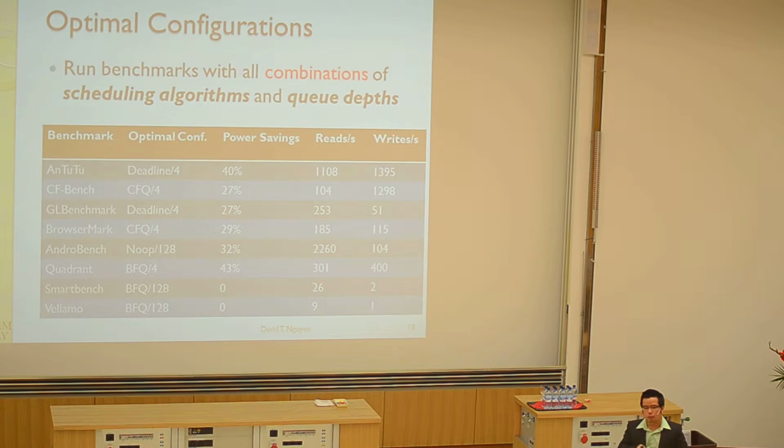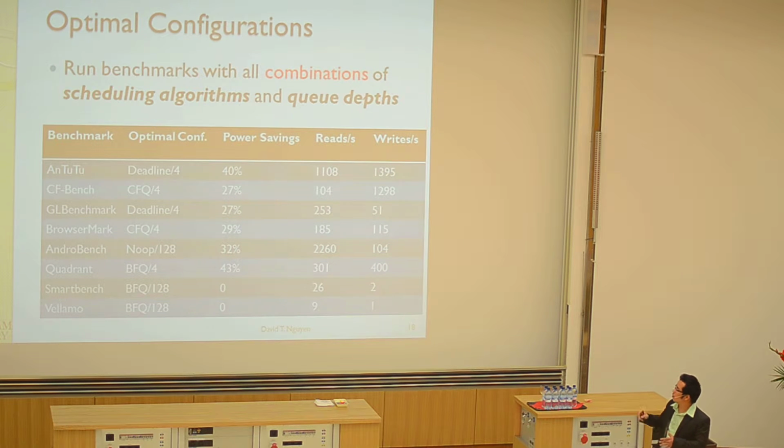So how can we find optimal configurations? You run a series of benchmarks with all combinations, very simple, of scheduling algorithms and Q depths, and we get the optimal configurations and power savings. Looking at Entity, for example, the optimal configuration seems to be deadline. You will still remember the figure. And with the Q depth 4, it was the optimal one, and the power savings were around 40%. On the right-hand side, you also have two columns that show the I/O pattern.